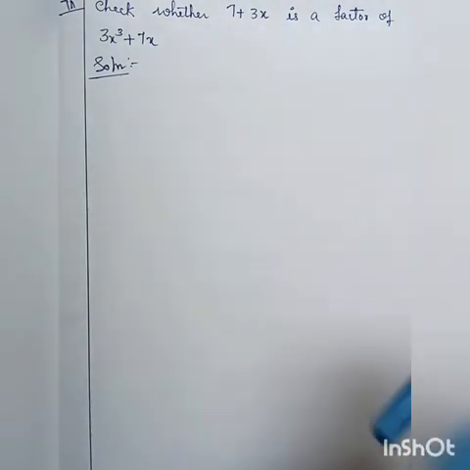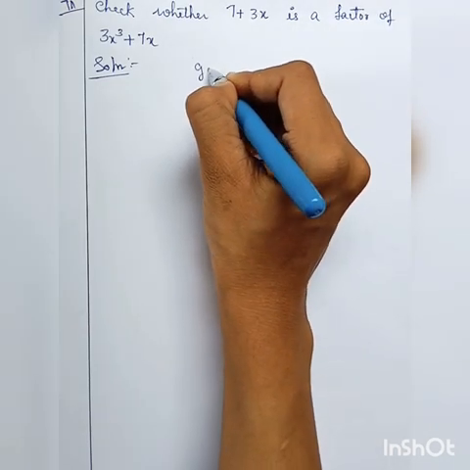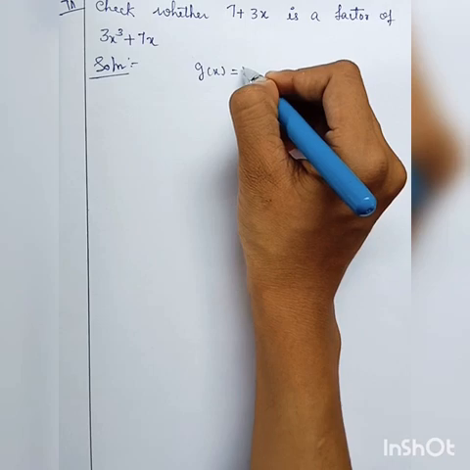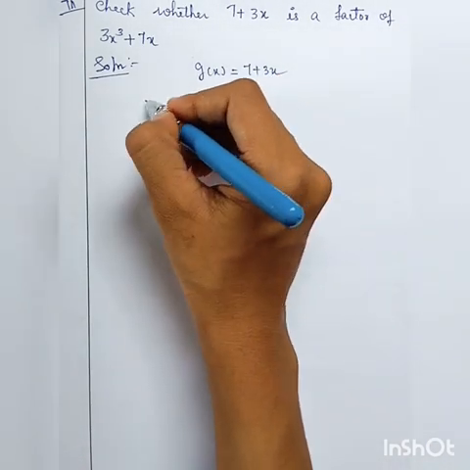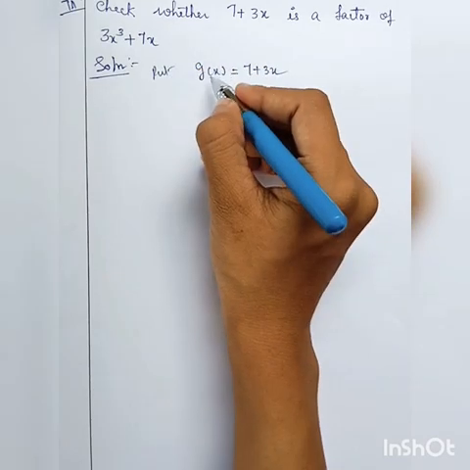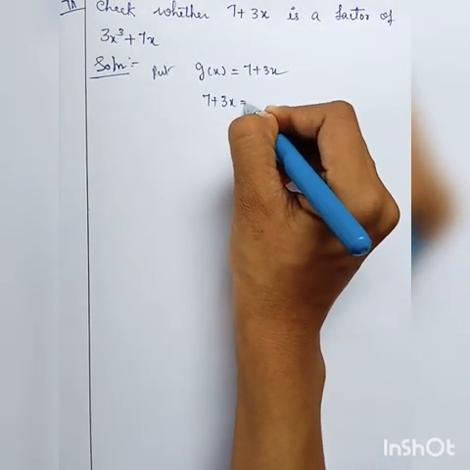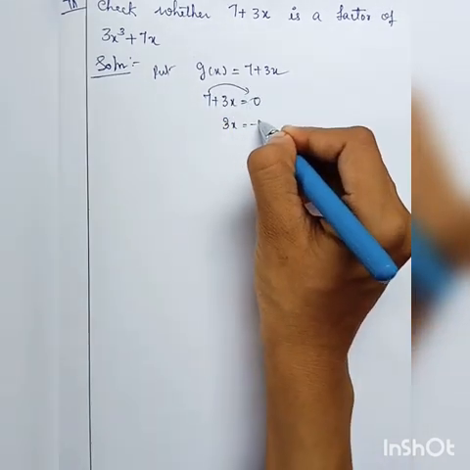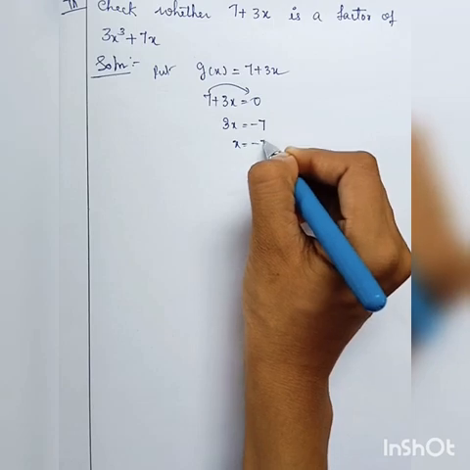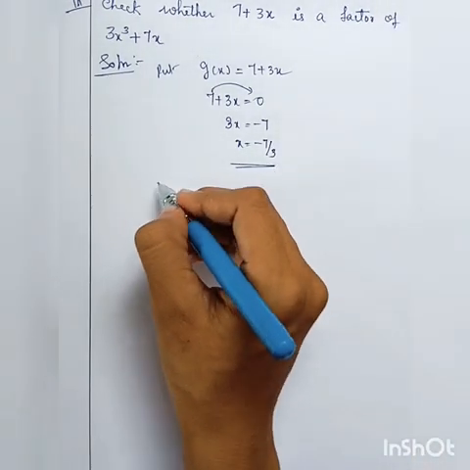The same procedure we have to use here also, the remainder theorem. So here g of x is equal to 7 plus 3x. So put g of x as 0. So what will we get, 7 plus 3x is equal to 0. 3x is equal to, transposing this, minus 7. x is equal to minus 7 by 3. So this x value we have to substitute in the p of x.